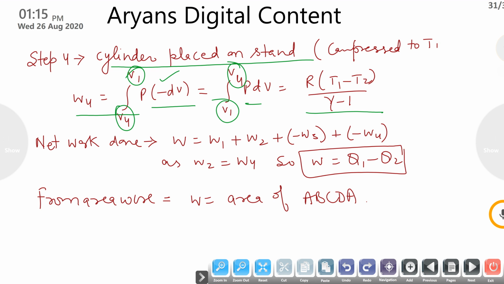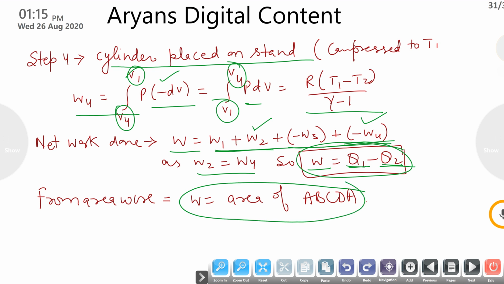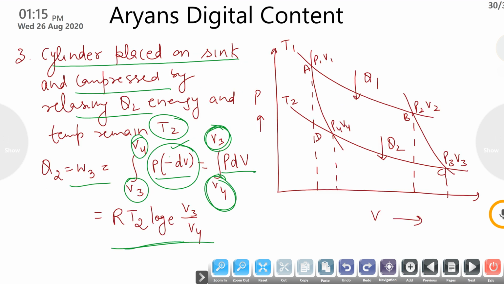Now, if I want to calculate the complete work done, then I will simply add all these. These two are positive and these two are negative due to the anticlockwise direction of the process. So the final answer is the work done is Q1 plus Q2. W2 and W4 will cancel each other because they are equal and opposite to each other. So the answer will be Q1 minus Q2. This is the work done. It can also be calculated from the area. How? Let us see. Look at this graph.